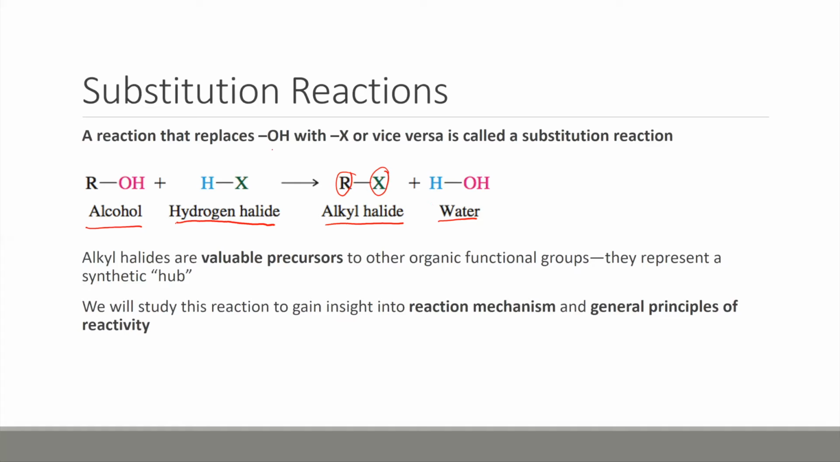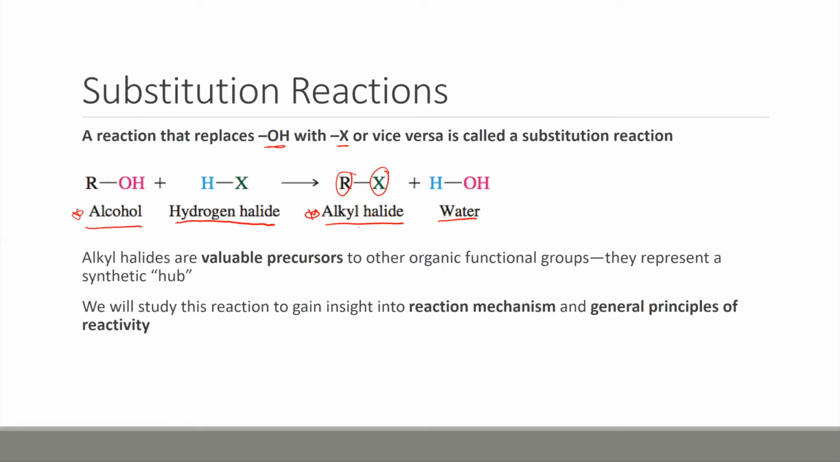So again, it's a reaction that replaces an OH with a halide, or vice versa. There are reactions of the reverse in which you can take an alkyl halide and make an alcohol. These are called substitution reactions. Now, again, we're going to focus on this particular reaction in which we're starting with an alcohol and making an alkyl halide. Remember, I said you can do the opposite, but we're going to focus on this version.